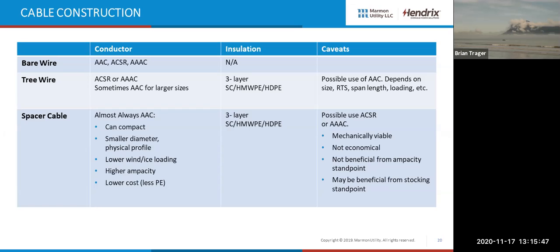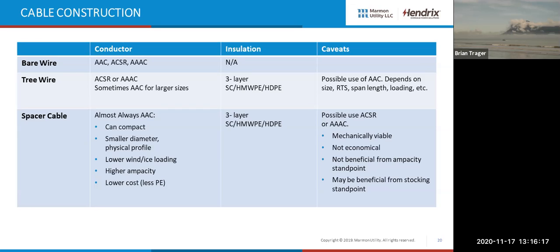I'm going to have a higher ampacity, a lower cost. There's all kinds of advantages using double AC as your medium voltage conductor with spacer cable. Talk about insulation. Well, in bare wire, we don't have any. Tree wire and spacer cable, I'm using the exact same 3-layer construction. There is absolutely no difference between tree wire and spacer cable when I talk about the insulation construction.